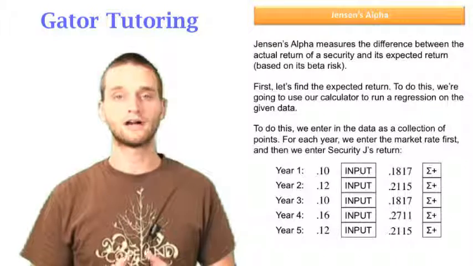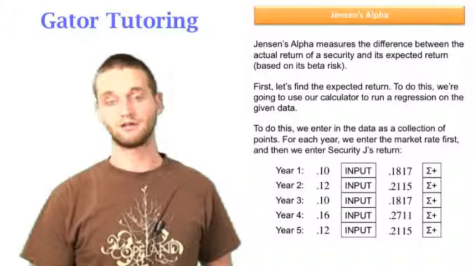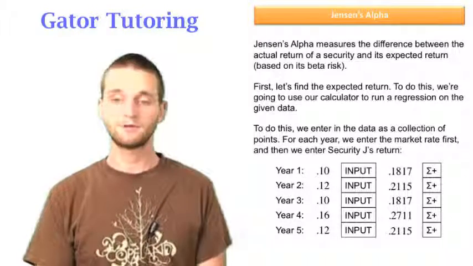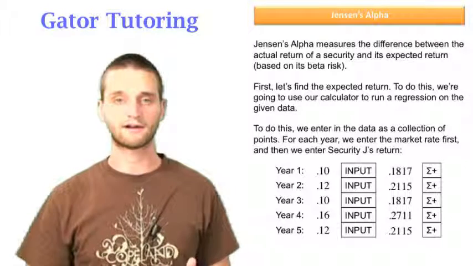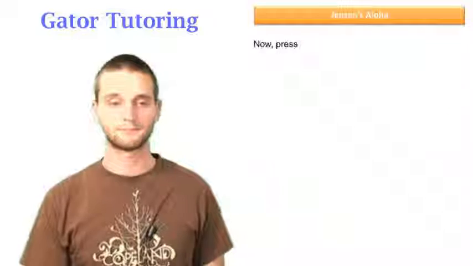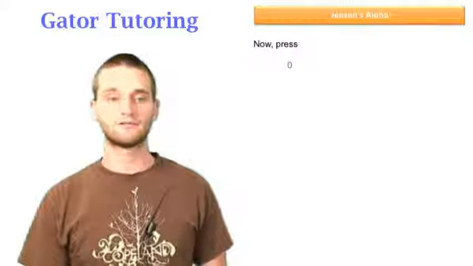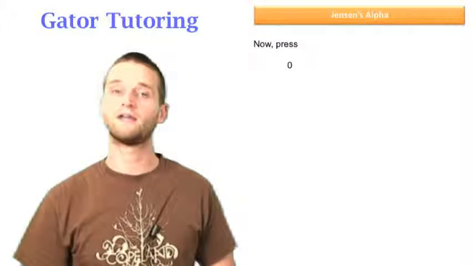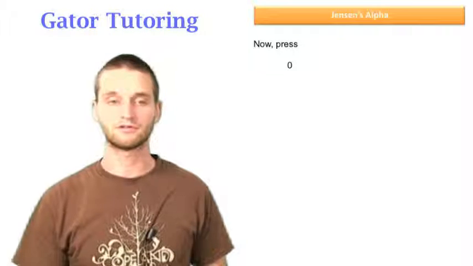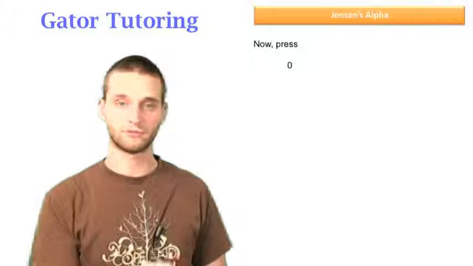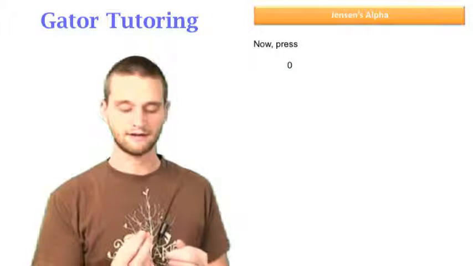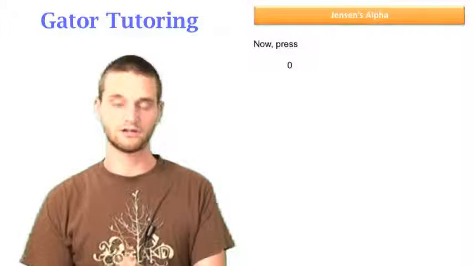The most important part here is to remember you have to enter the market first, then press input, then enter the security's return, and then press sigma plus to tell the calculator you're done with that set of data. Now we have to press 0 to find the slope. We're looking for the slope of this regression, which is going to represent the beta risk. First we press 0 to tell the calculator we're looking at the axis only. We're ignoring any input of a market percentage.